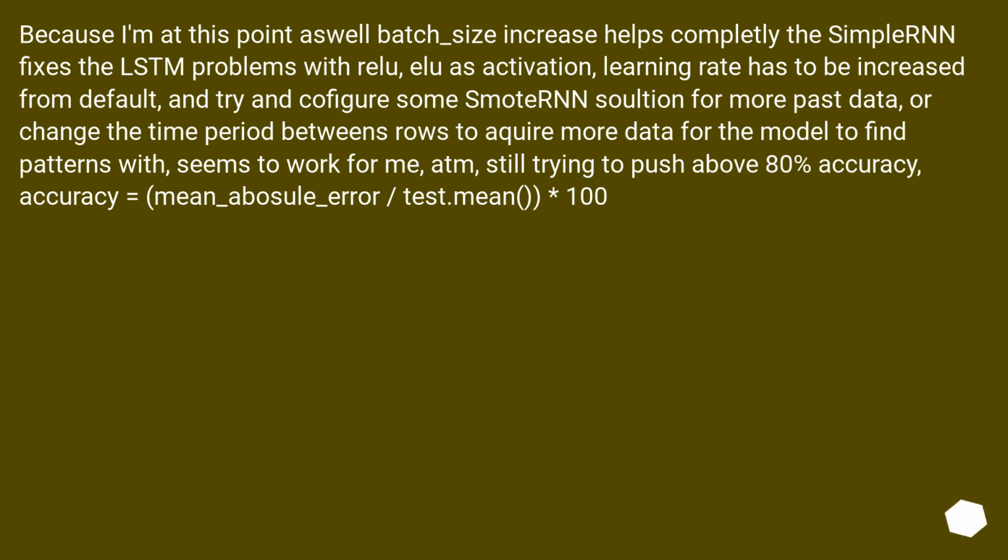Because I'm at this point as well, increasing batch_size helps completely. The simple RNN fixes the LSTM problems with ReLU, ELU activation, learning rate has to be increased from default, and try to configure some simple RNN to look at more past data, or change the time period between rows to acquire more data for the model to find patterns with. Seems to work for me. At the moment, still trying to push above 80% accuracy. Accuracy equals mean_absolute_error, test.mean, 100.